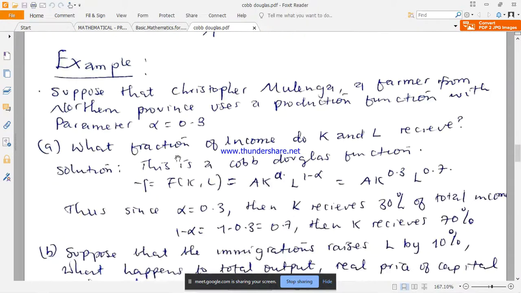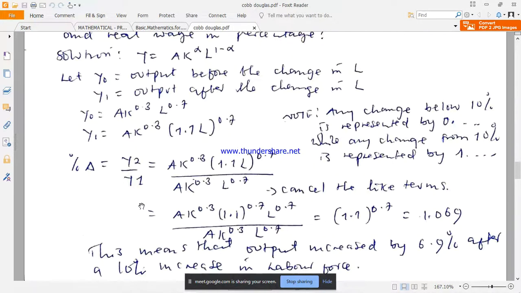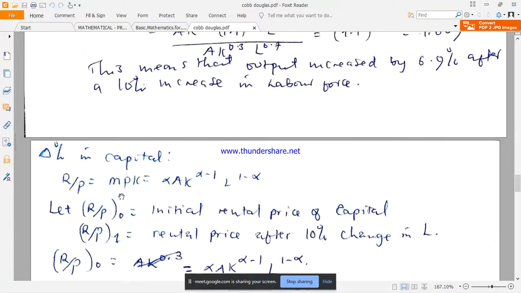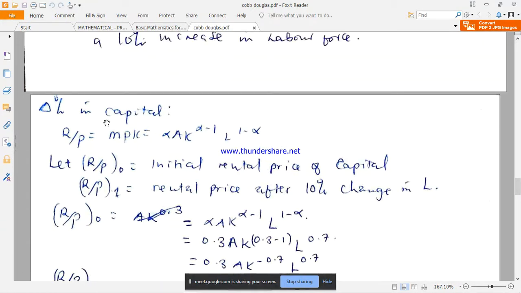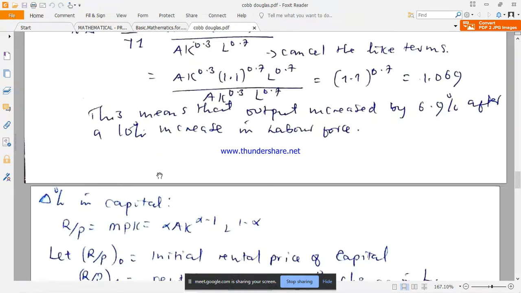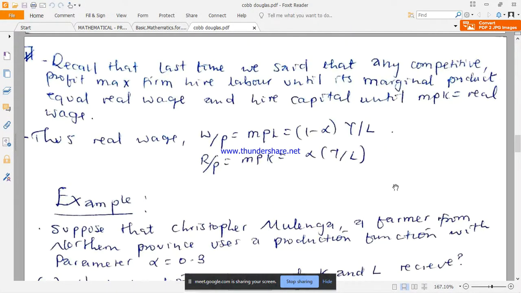Sorry, we're trying to kill two birds with one stone. So the question is saying I want the one with differentiation. So let's say we are finding the marginal product of capital. Of course, the questions are a bit different.